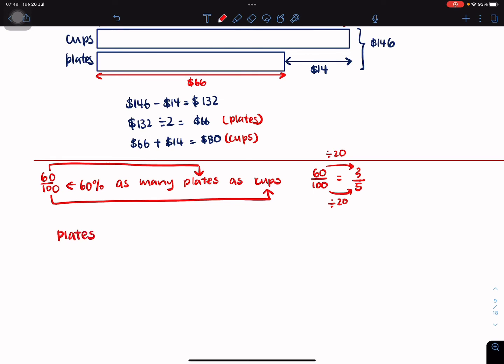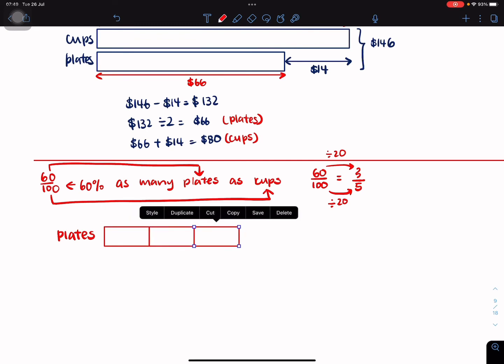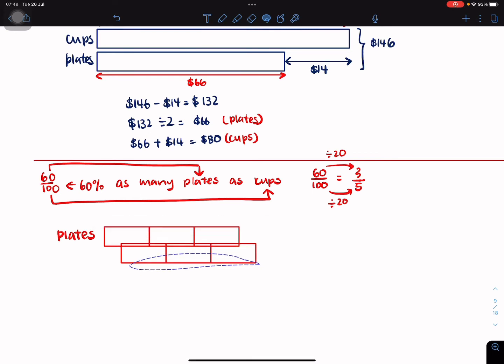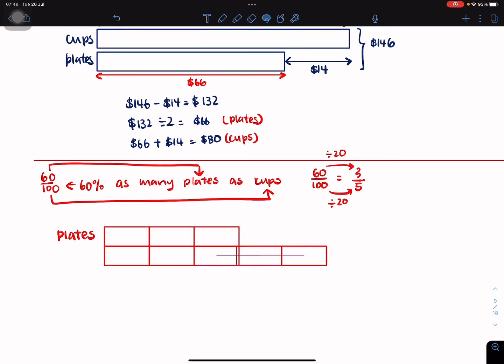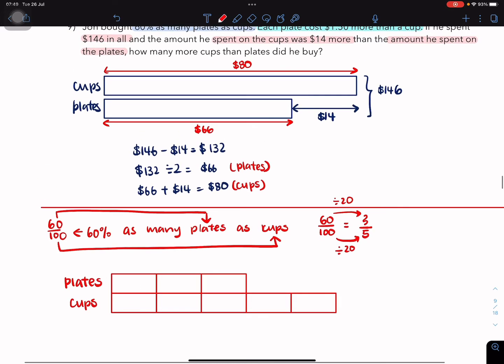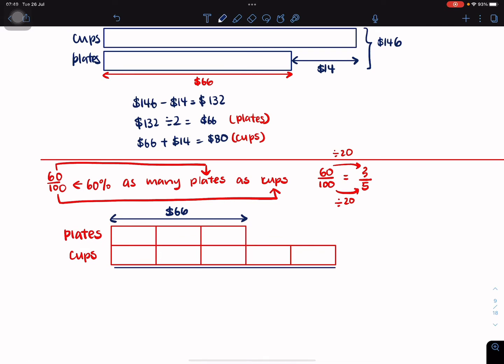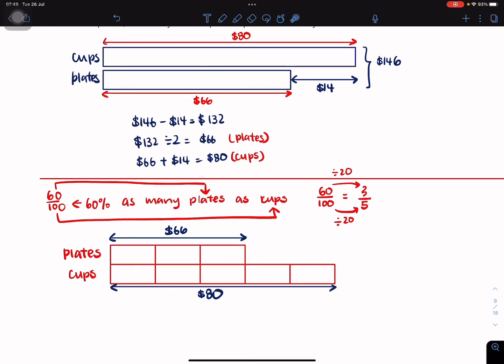Okay, so I know that for my plates, I have got 3 units. So I'm going to draw 3 units. 1, 2, 3. And my cups, I have got 5 units over here. Earlier, we have found that the total value for plates is equivalent to $66. I'm going to use the information over here. I'm going to input the value, $66 here. Cups, from here to here, is equivalent to $80, as we have found above over here, $66 and $80.